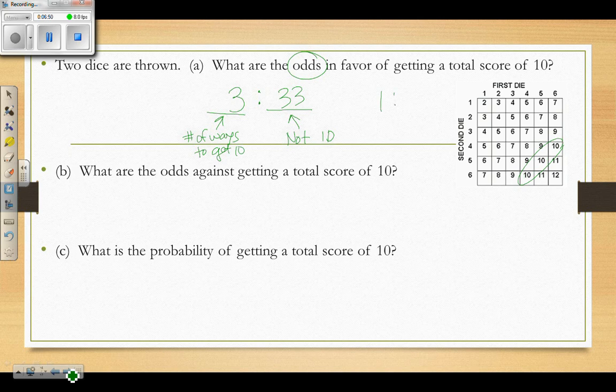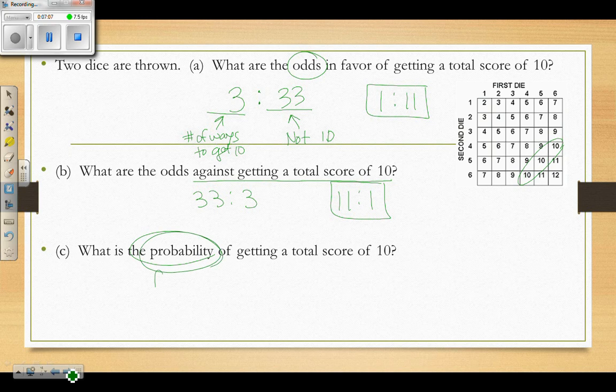It'll be 1 to 11. Okay. What are the odds against getting a total score of 10? You reverse this. 33 to 3, which is 11 versus 1 when you reduce it. What is the probability? Now that's a fraction. Of getting a total score of 10: 3 divided by 36, which is 1/12. That's how you report probability.